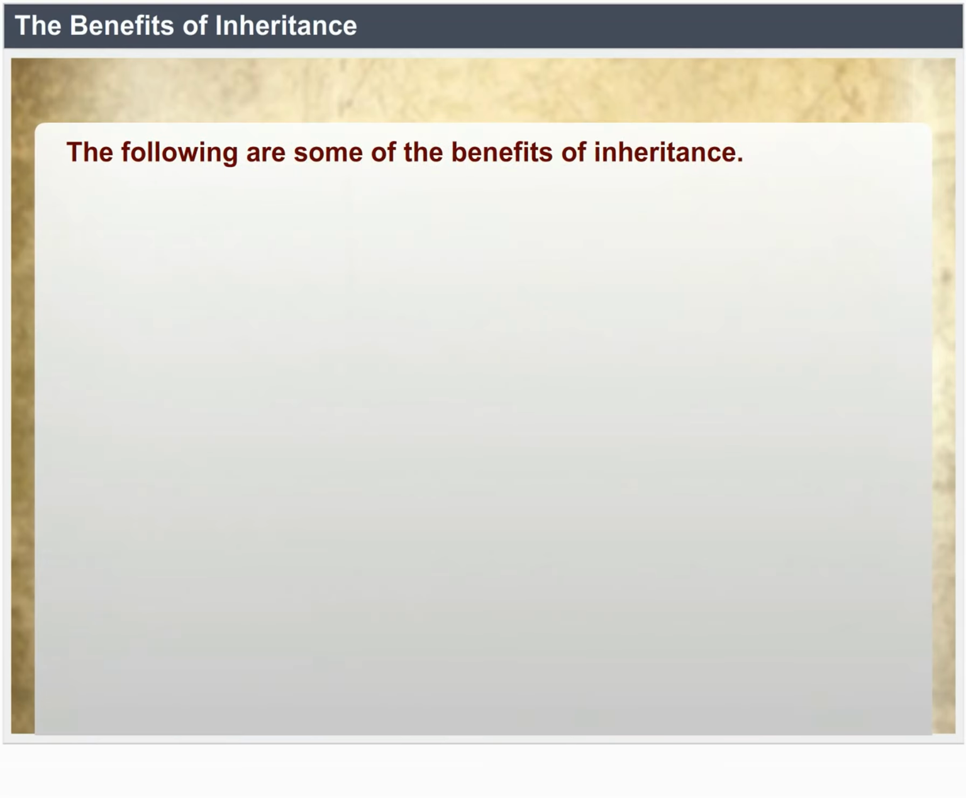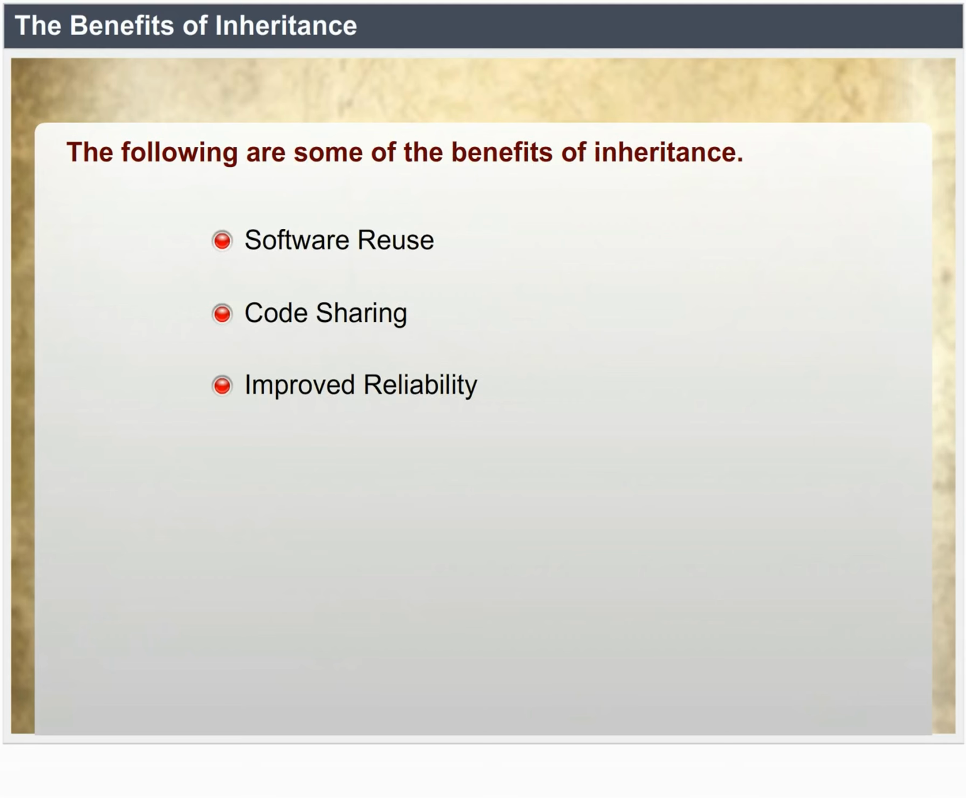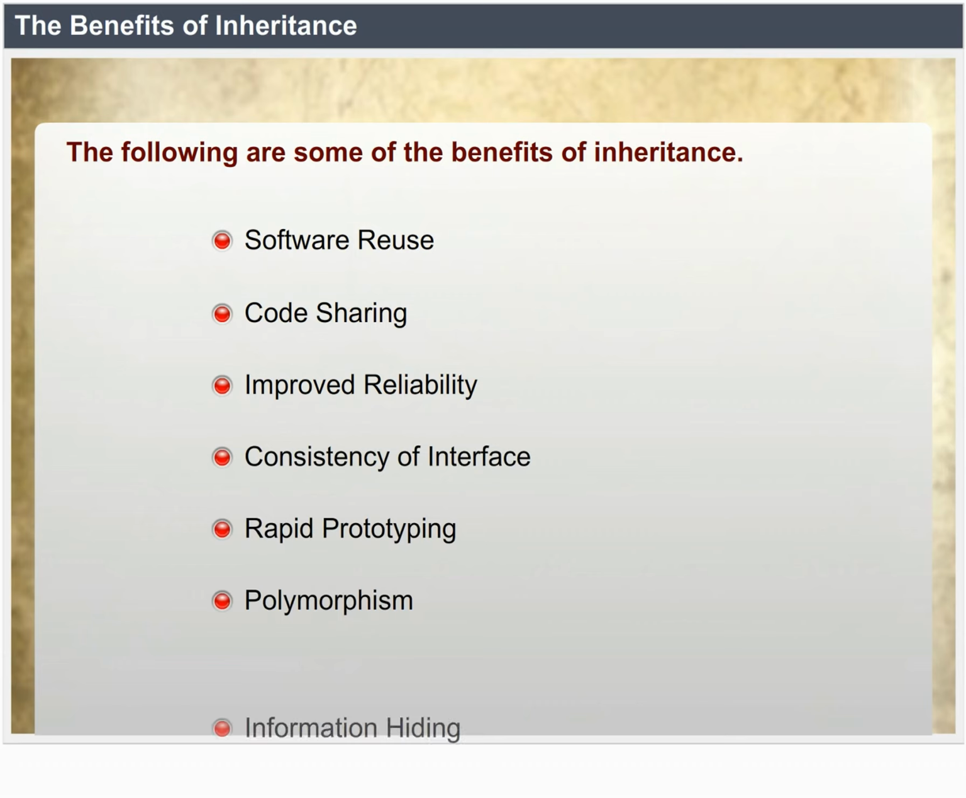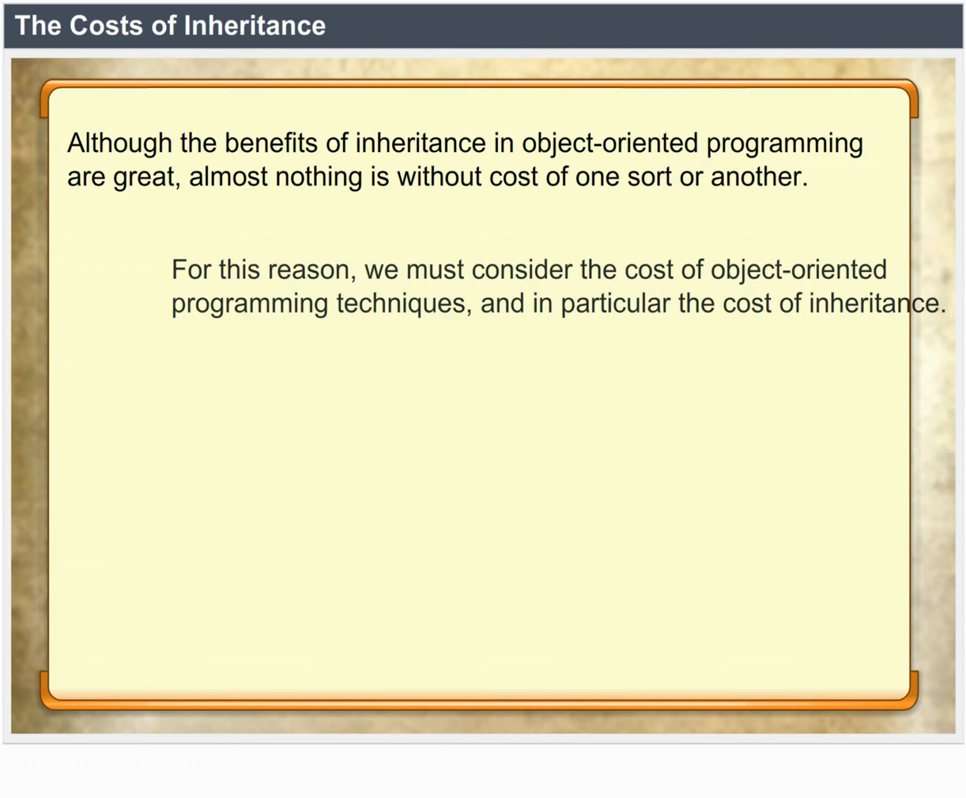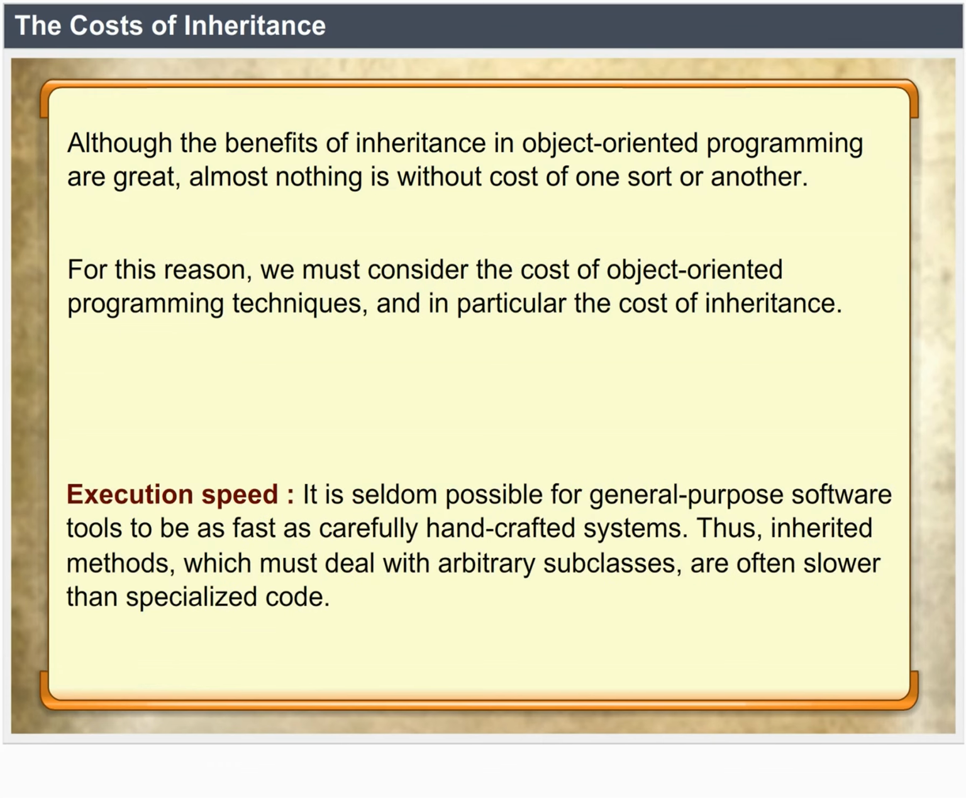Benefits of inheritance. The following are some of the benefits of inheritance: software reuse, code sharing, improved reliability, consistency of interface, rapid prototyping, polymorphism, and information hiding. The cost of inheritance. Although the benefits of inheritance in object-oriented programming are great, almost nothing is without cost of one sort or another. For this reason, we must consider the cost of object-oriented programming techniques and in particular the cost of inheritance. Execution speed.